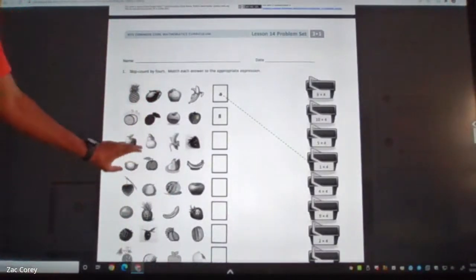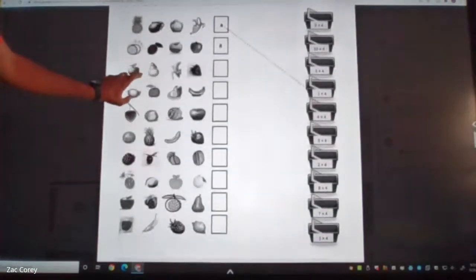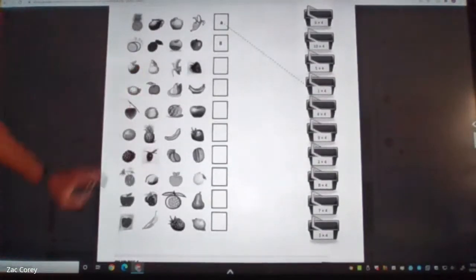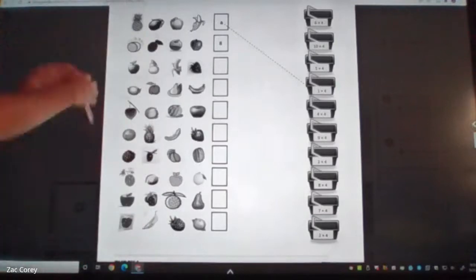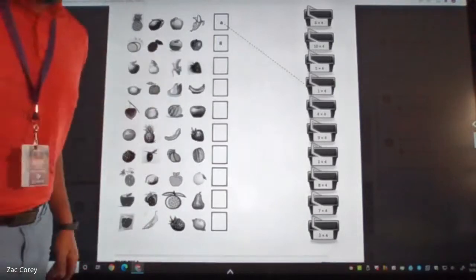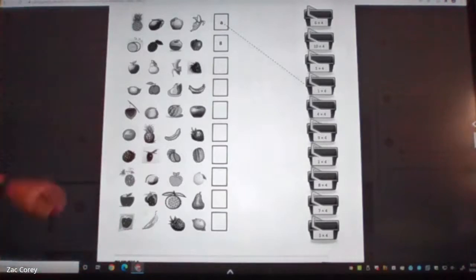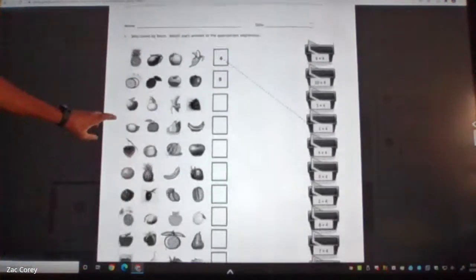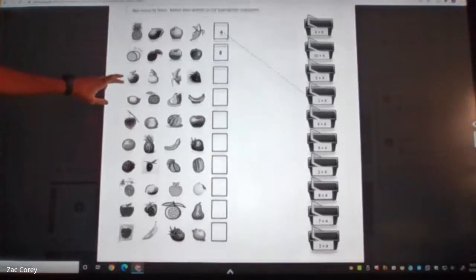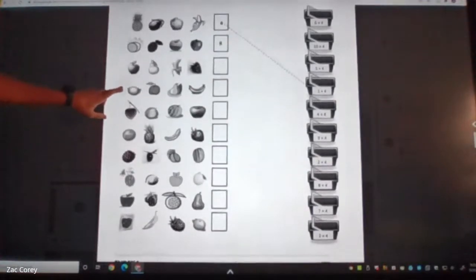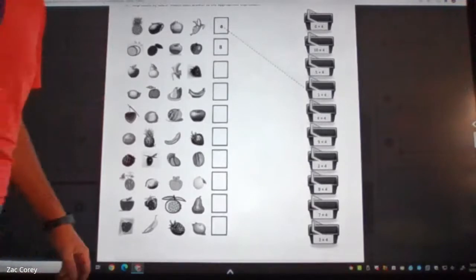All right, so we have some more multiplication. The first question is kind of a long one. It fits the whole page, so I'm going to put the whole page here on my screen. It's not quite as zoomed in as it usually is, so hopefully you can see it okay. For this one it says, skip count by fours, match each answer to the appropriate expression. So we're going to skip count on this question, okay?